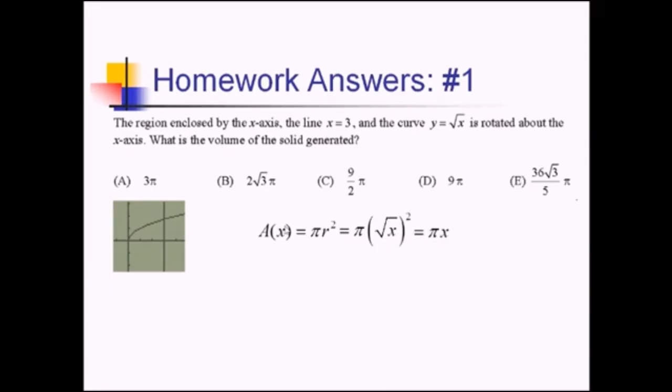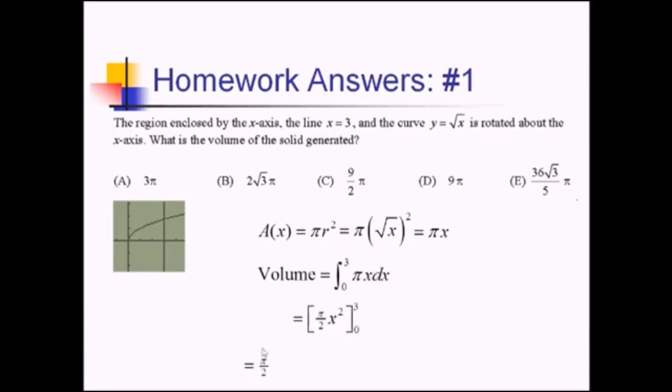And what are my limits of integration going to be? Well, we're going from 0 to 3. So pi x dx will be our integrand here. And taking my antiderivative, this is going to be, let's see, pi over 2 times x squared, evaluated from 0 to 3. So we have a 3 plugged in.